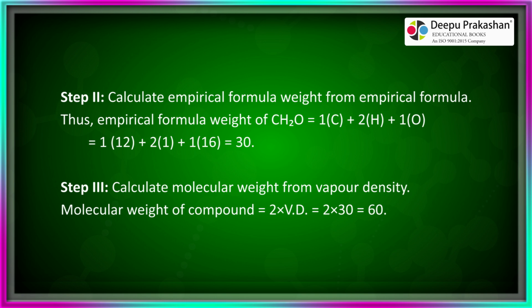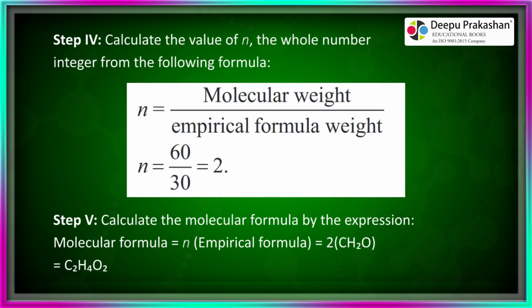Step third, calculate molecular weight from vapor density. Molecular weight of compound = 2 × V.D. = 2 × 30 = 60. Step fourth, calculate the value of n, the whole number integer, from the following formula. Step fifth, calculate the molecular formula by the expression. Molecular formula = n × empirical formula = 2 × CH2O = C2H4O2.